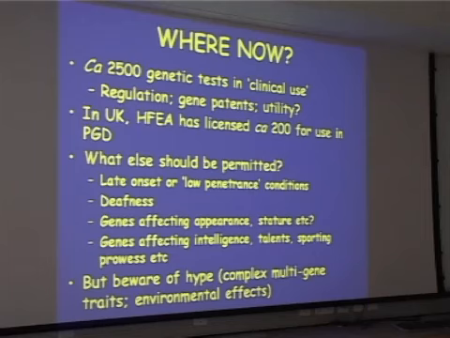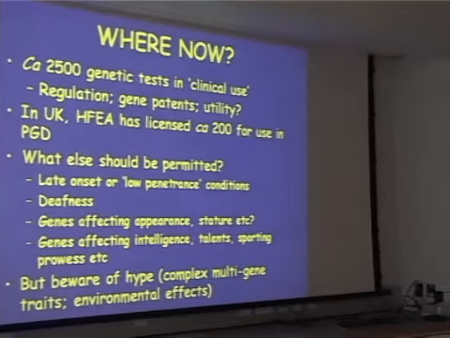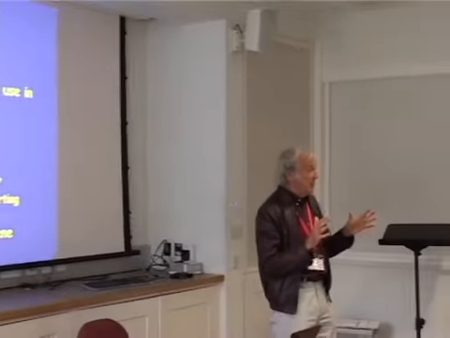In Britain, the Human Fertilisation and Embryology Authority licenses about 200 conditions, but it does include some late onset conditions like cancer of the colon, like breast cancer. These are late onset conditions. It includes some which are of lower penetrance than 100%. Again, colon cancer, about 70% of those carrying the mutation actually get the condition. And so those are allowed under our current regulations.